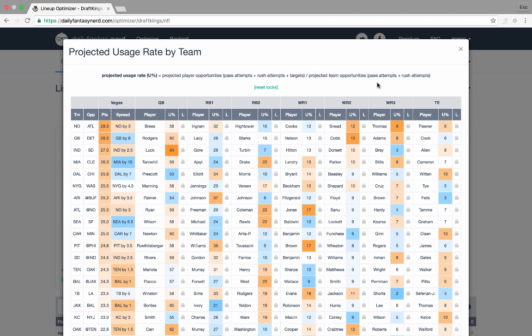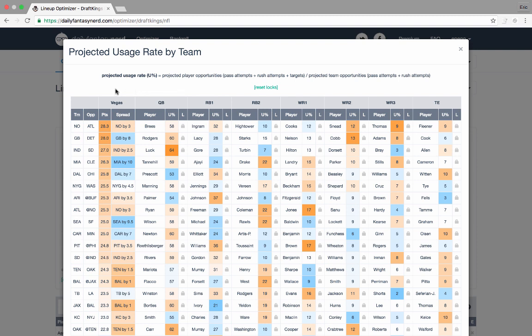And so this is a good way of getting a general idea of how much in a team's offense a certain player is used. And you generally want to, in cash games, try to target high usage players in a high scoring game. And you generally want to avoid lower usage players across the board.